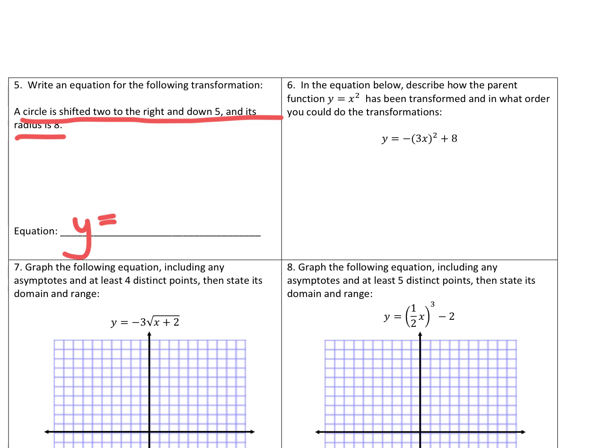Do you guys remember the standard equation for a circle? Don't say it. If you know it, write it. Write the standard equation for a circle. It's not y equals x squared. Y equals x squared is a parabola. What's a circle?